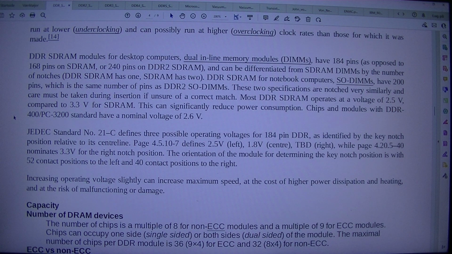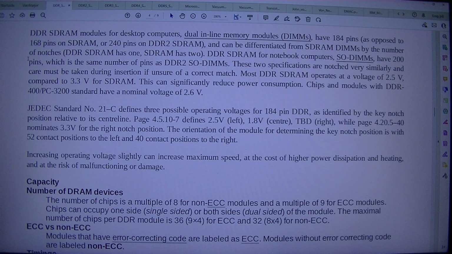DDR SDRAM modules for desktop computers, dual inline memory modules (DIMMs), have 184 pins, as opposed to 168 pins on SDRAM, or 240 pins on DDR2 SDRAM, and can be differentiated from SDRAM DIMMs by the number of notches. DDR SDRAM has 1, SDRAM has 2. DDR SDRAM for notebook computers, SODIMMs, have 200 pins, the same number as DDR2 SODIMMs. These two specifications are notched very similarly and care must be taken during insertion if unsure of a correct match.